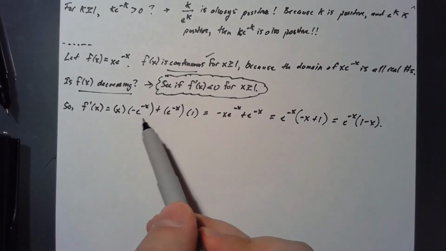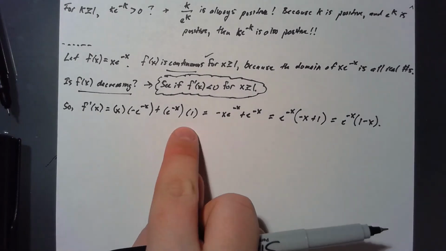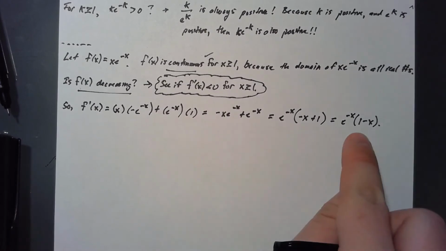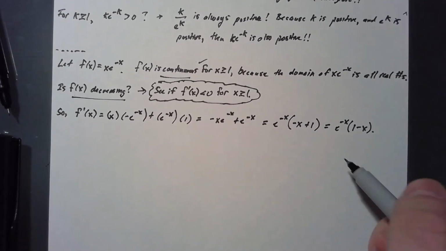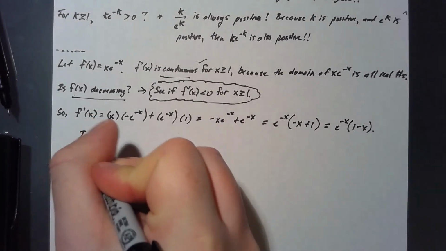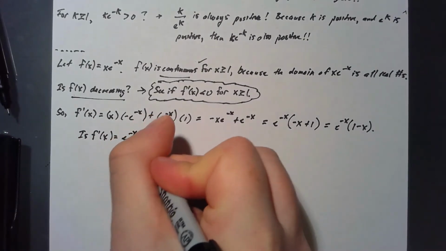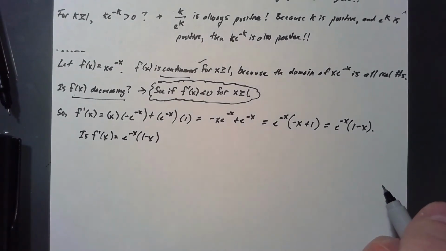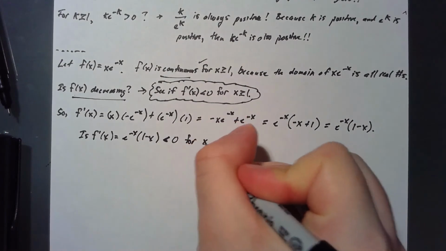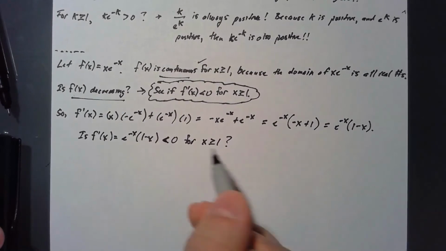Because if I stopped here, how do you know that this is decreasing just by looking at this? Well, that might be a little tricky. That's why I simplified it, because now that it's simplified, you can see it. So the derivative is equal to this. Is the derivative negative for x greater than or equal to 1? Is it negative? So how do I know?